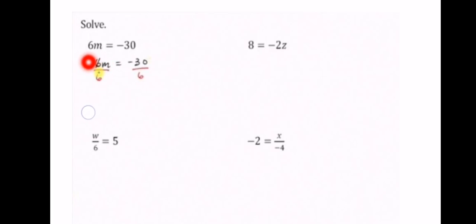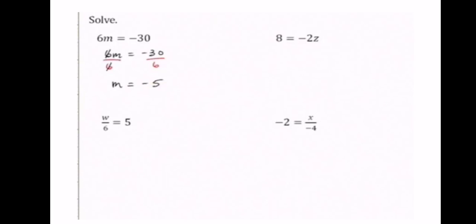Here, multiply by 6 and divide by 6 will undo each other, they will cancel each other, so I will have just my variable, which is m, on this side. On the other side, negative times positive is negative, and 30 divided by 6 will give me 5. So the final answer, the value of m, will be negative 5.